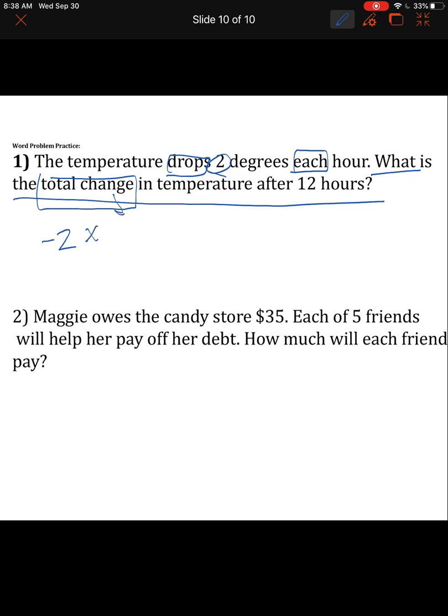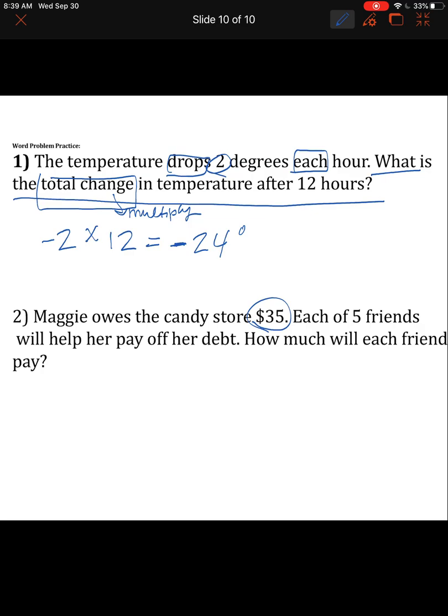Okay, so total change means we're going to multiply, and it's changing over 12 hours. So 2 times 12 is 24. Negative times a positive is a negative. So what is the total change in temperature? The total change is negative 24 degrees. So that negative sign represents that the temperature is dropping a total of 24 degrees in 12 hours.